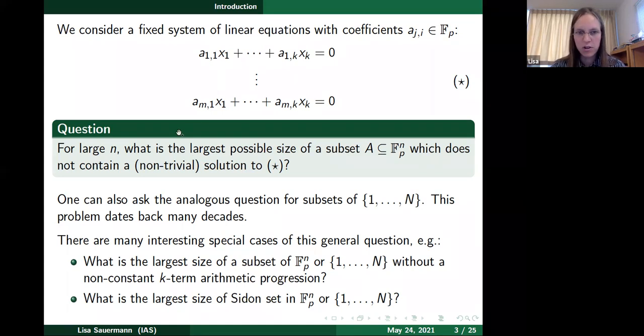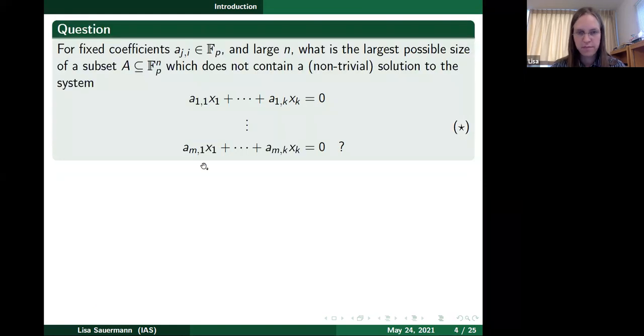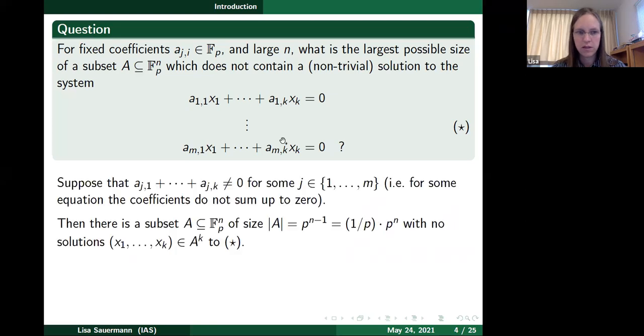I hope I convinced you that this in general is an interesting type of question one can ask. And so here is again the question. We fix this system of equations with the coefficients in F_p, and we are now asking for the largest possible size of a subset of F_p^n without a non-trivial solution to the system star here.